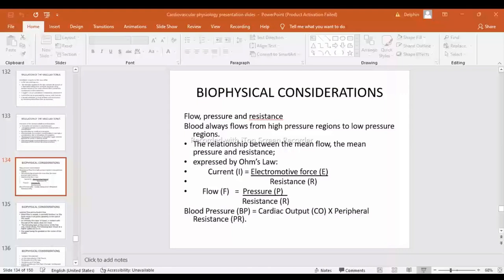For turbulent flow, here we consider velocity, the diameter of the tube of the blood vessel, the density of the fluid, and the viscosity of the fluid. And we follow this formula of Reynolds. When we consider this Reynolds number, we consider velocity, the diameter of the tube, and density over viscosity. As you see, the viscosity is like the resistance.